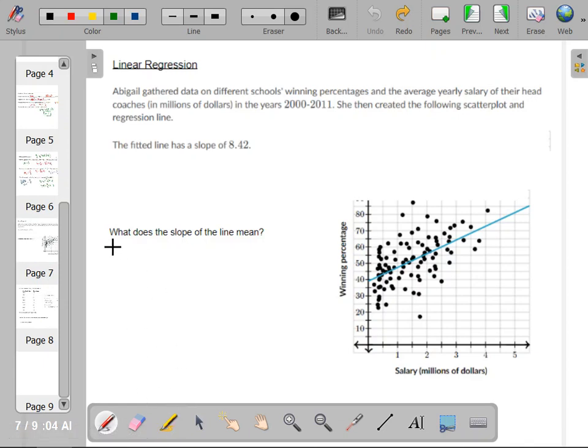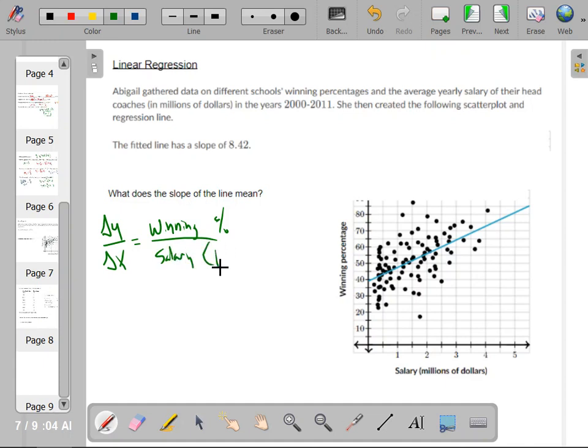So the context here is really important. You've got to figure out what your units are. We're talking change in y over change in x. So the y units is the winning percentage. The x units is salary, and it's per $1 million. You're always going to divide by 1 unit in the denominator. So it's 8.42 over 1.